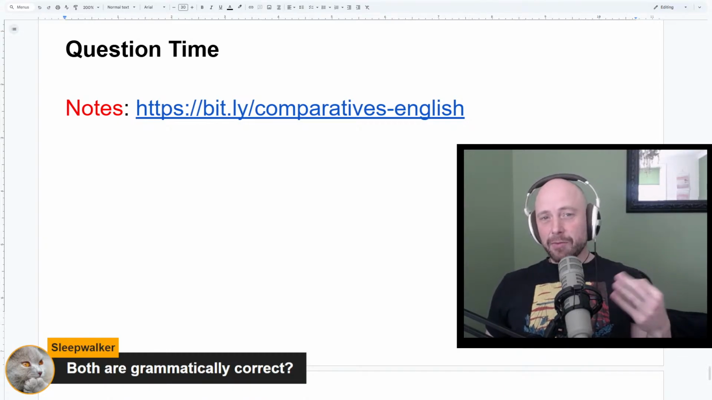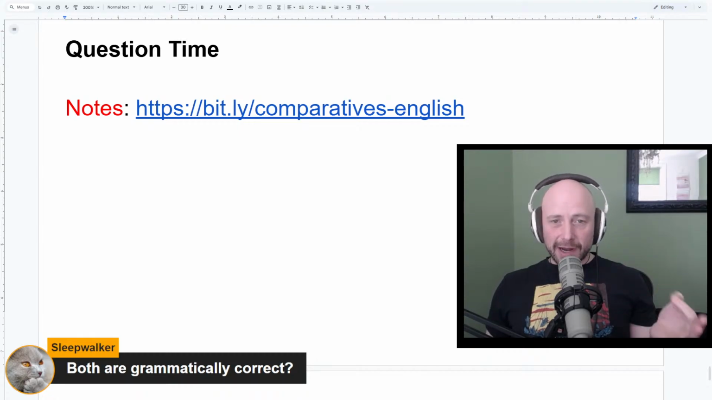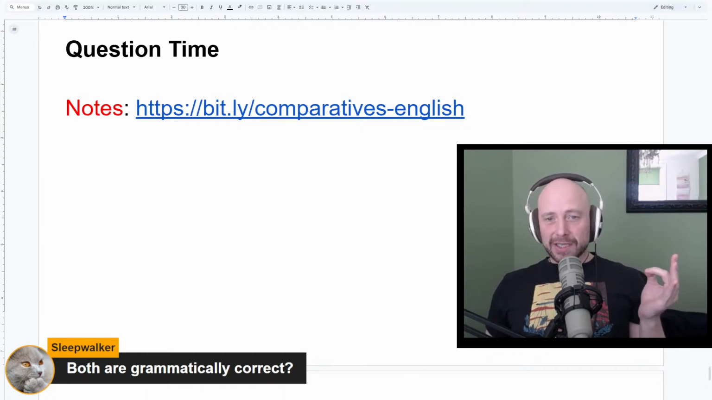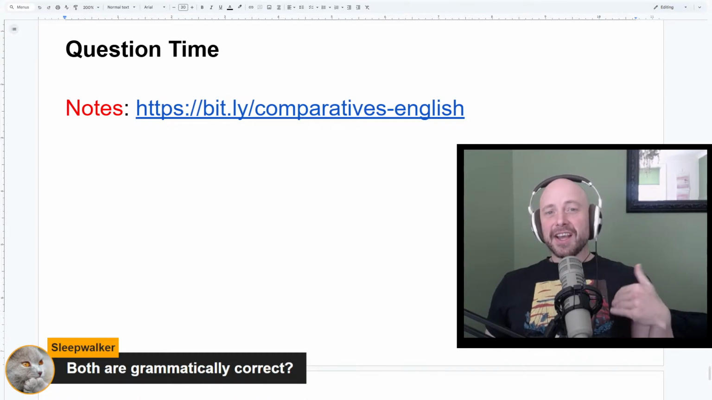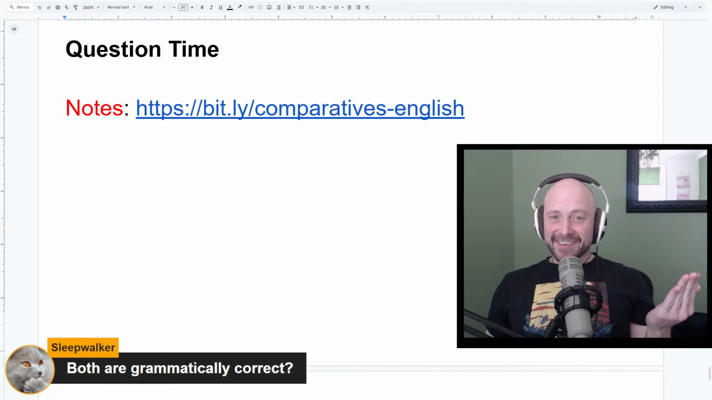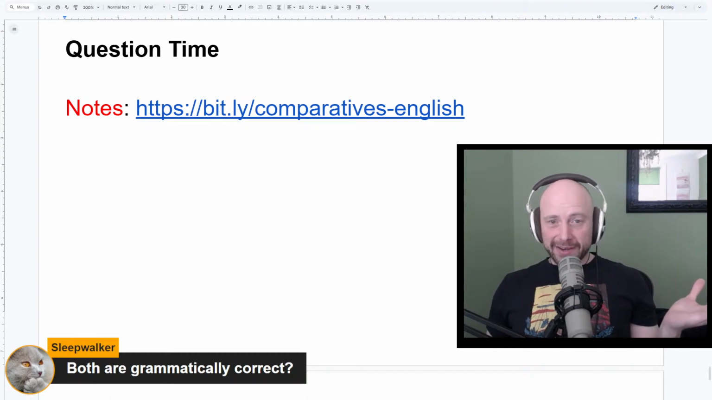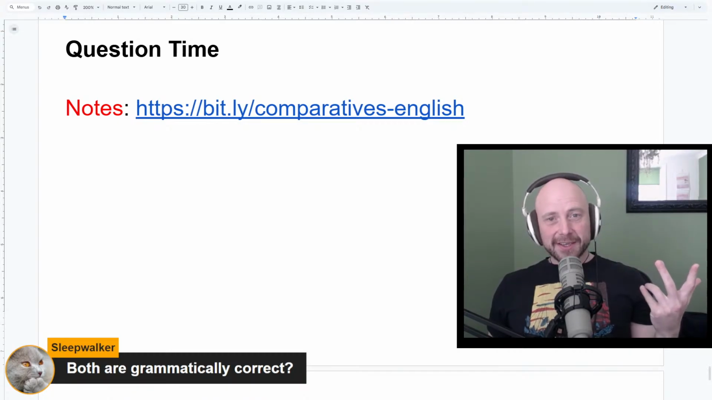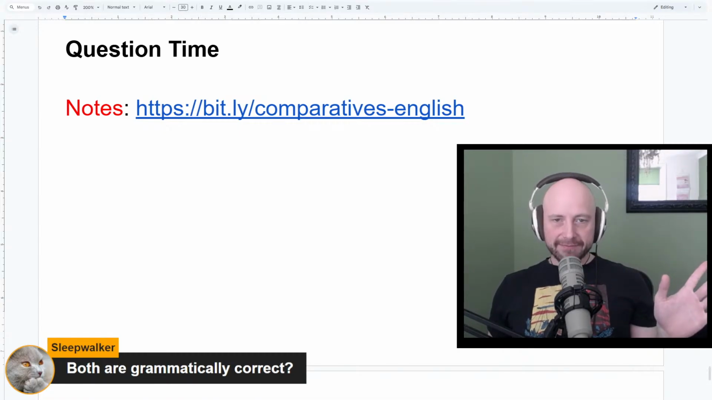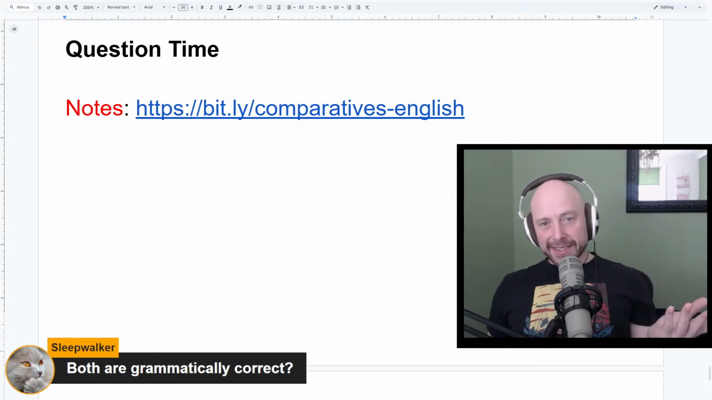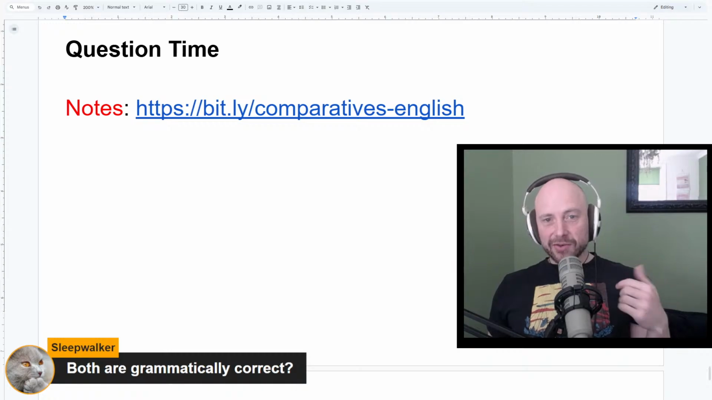And I would say, when it comes to exams and writing, stick to the traditional form, right? However, if when you're speaking, the other form comes out, don't worry about it because people use it. So if you happen to say more clever when you're speaking, that's okay. When it comes to an exam, stick to the traditional cleverer, cleverest.